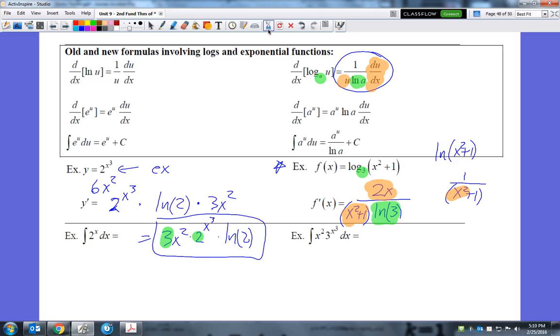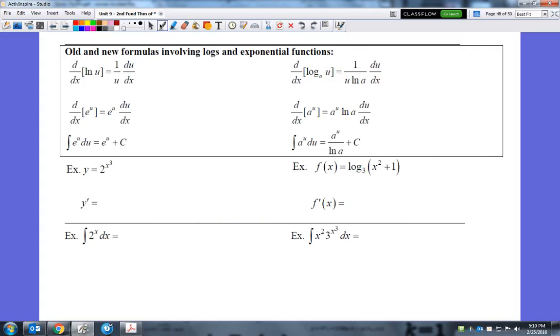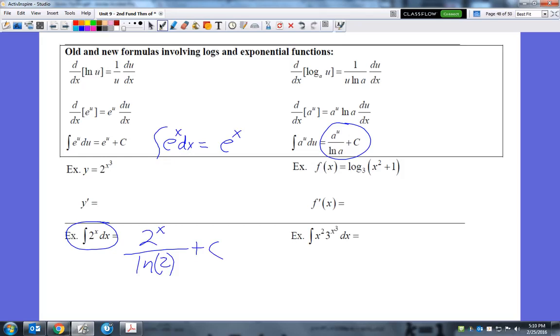And then, let's do some integrals. The integral of 2 to the x. Okay? So the integral of 2 to the x, because of the fact that it's not e, the integral of e to the x is just e to the x, or the integral of e to the u is just e to the u. But because this is a base other than e, we're going to use this guy here. So it's the carbon copy divided by the natural log of the base plus c. This would be the integral for that one.